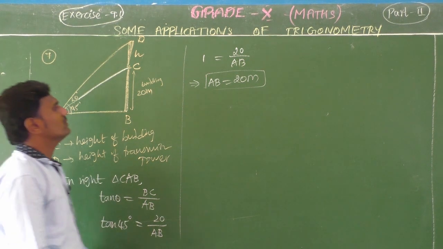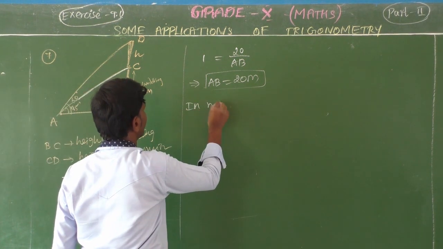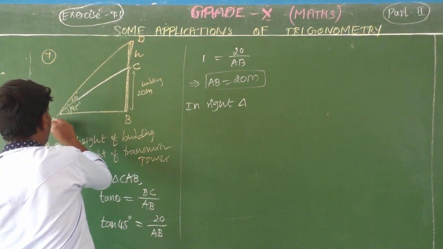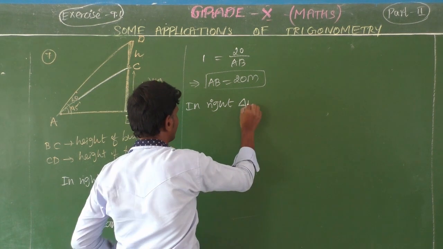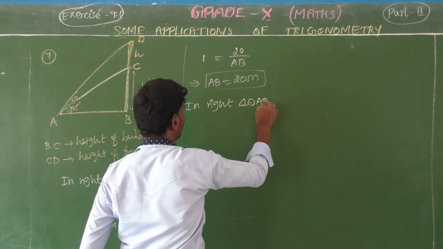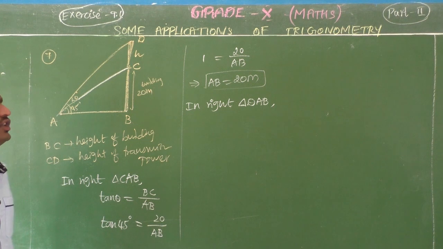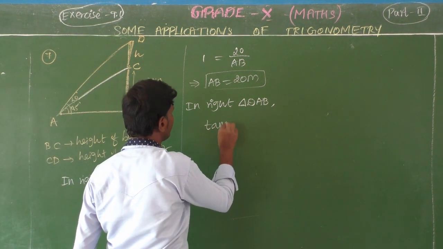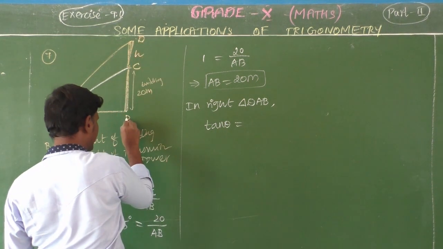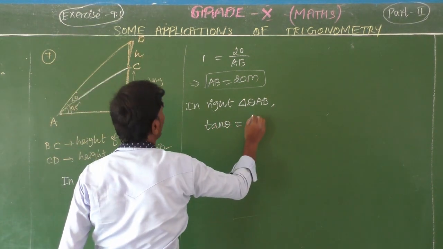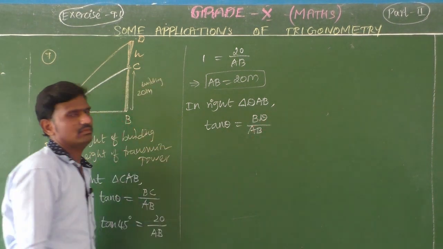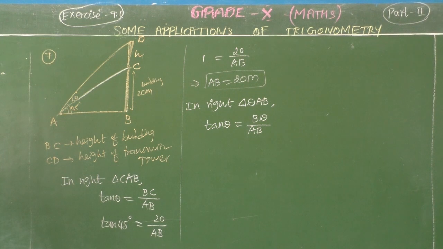Next I am going to take the right angled triangle DAB. In right angle triangle DAB, here also you have the same tan theta, which is equal to opposite side divided by adjacent side. Opposite side is BD and adjacent side is AB. Now theta is 60 degree.